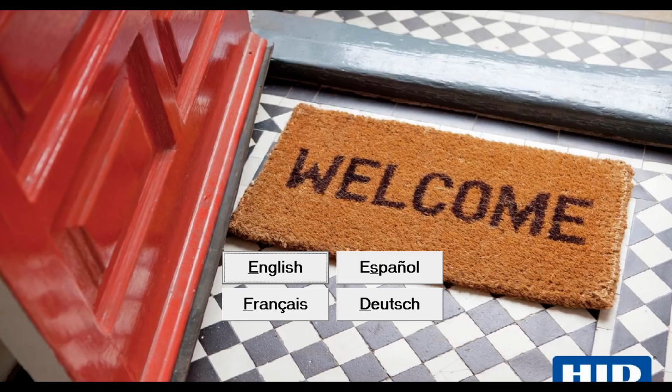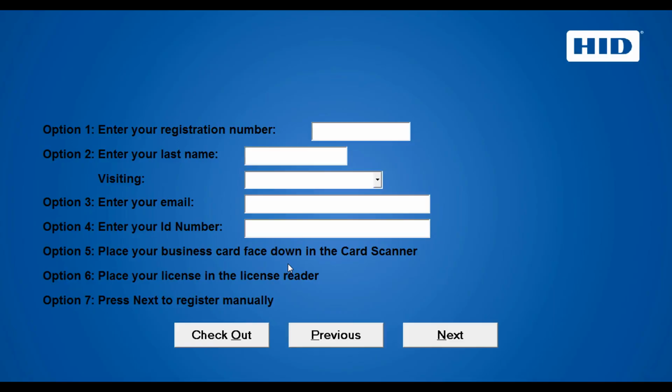You can select which languages appear on this front screen for your visitors to select from. What you see here is our main registration screen. Because this is a demo workstation, I have every single option for how somebody might register their visitor. In the real world, you would want to tailor this down to just those workflows that work for visitors at your site.